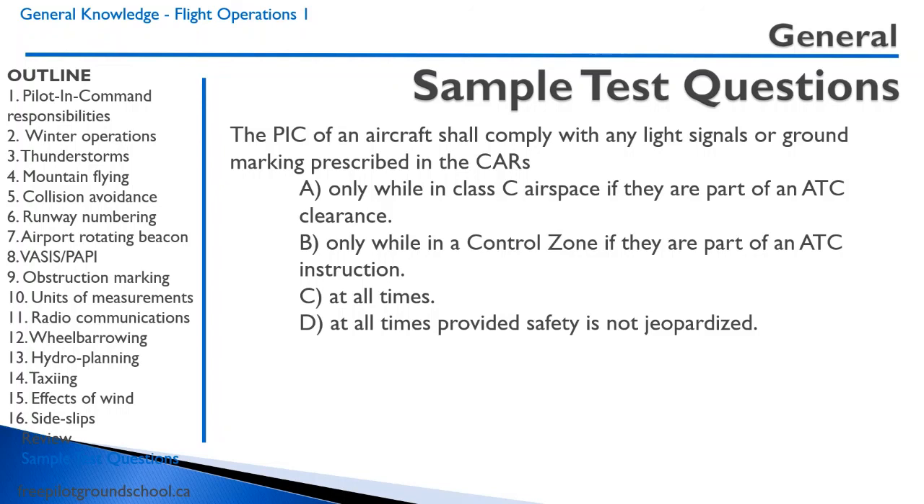The PIC of an aircraft shall comply with any light signals or ground signals prescribed in the CARS. A, only while in Class C airspace if they're part of an ATC clearance. Nope. B, only while in a control zone if they're part of an ATC clearance. Nope. C, at all times. D, at all times provided safety is not jeopardized. Correct answer, D, you have to comply with light signals, but you have to ensure that safety is not jeopardized.